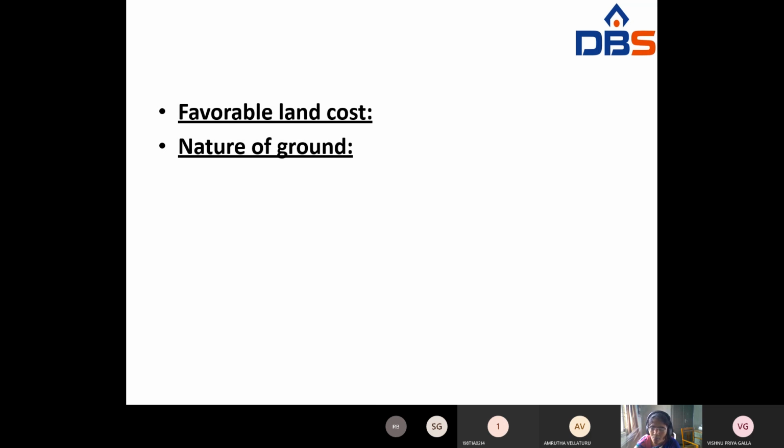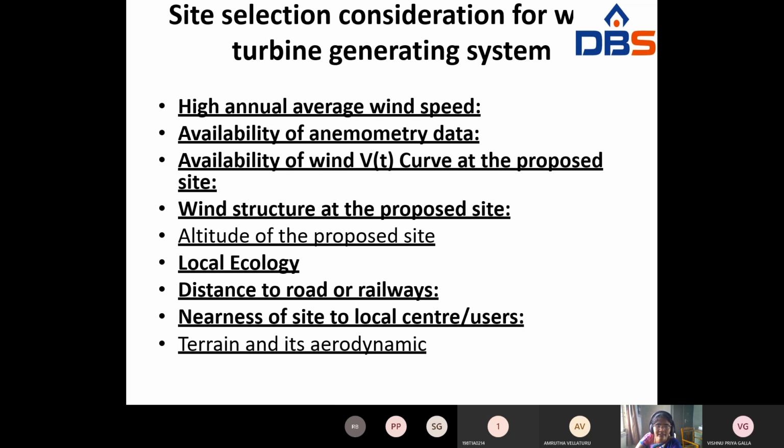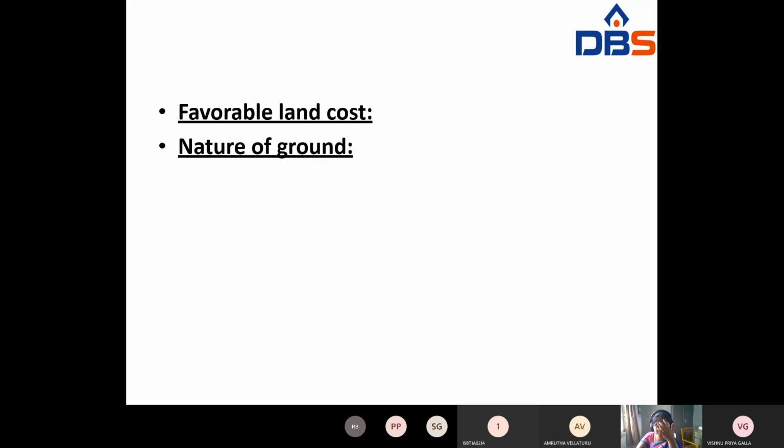Up to now in this class we have discussed how to produce electricity from the wind, what a windmill is, what a wind turbine is, the types of wind turbines, vertical axis and horizontal axis wind turbines, and the factors, and which site is suitable for a wind power generating system. That means a place with high wind speed, where anemometry data can be taken, where the wind curve is available, with the wind structure and altitude of the site, local ecology, and a proper distance to roads and railways. So in this class we have completed wind power generation.